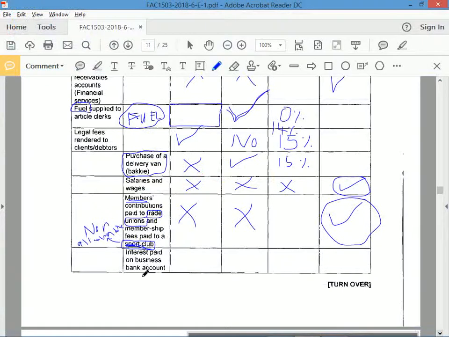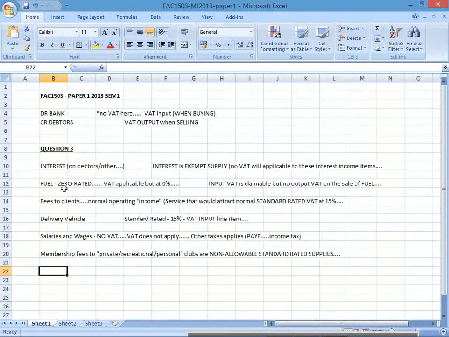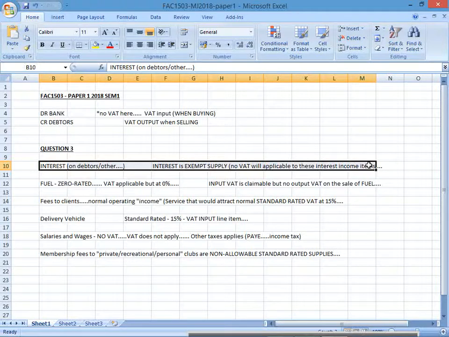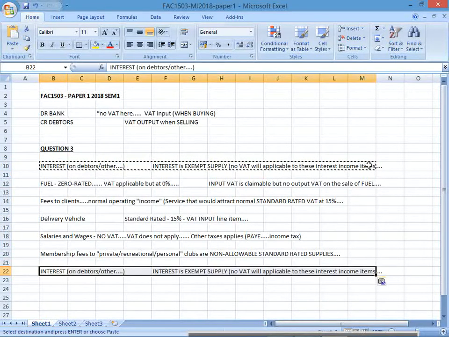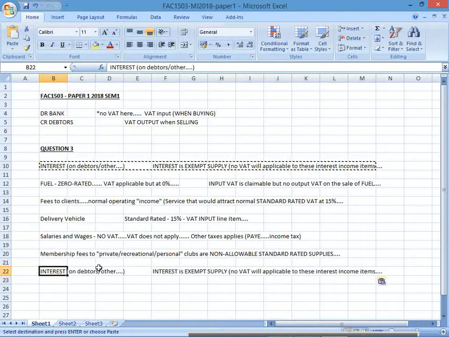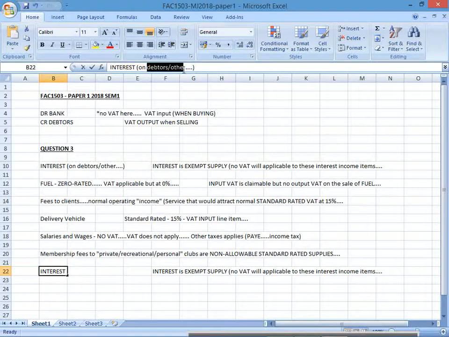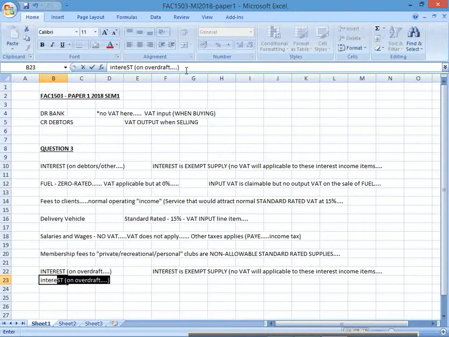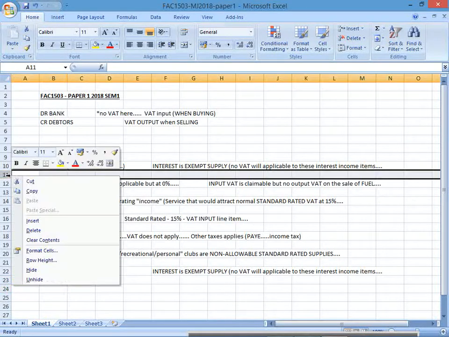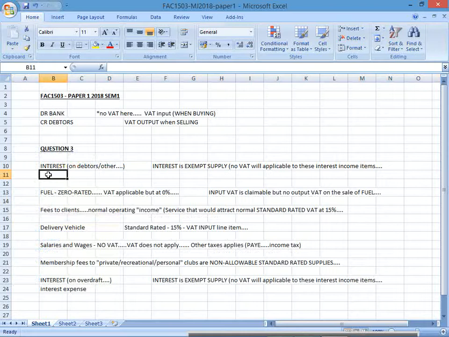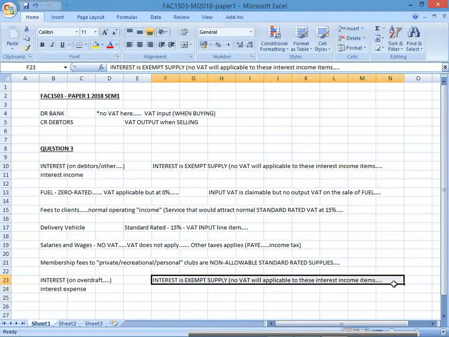Okay, the last one, interest paid on the business bank account. Obviously, good interest or bad interest, both interests are exempt. So copy paste the first one, except this is interest on an overdraft. So that would be interest expense, basically. The first one we looked at was interest income. Okay, that was good interest. This is bad interest. Doesn't matter which interest you've got. You're still going to have the same reason. Interest is exempt.